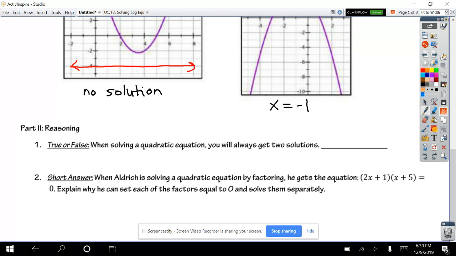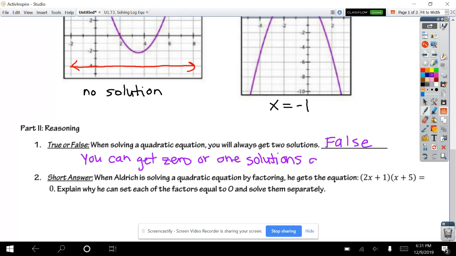So for part 2, the reasoning, it says, true or false, when solving a quadratic equation, you always get 2 solutions. Well, based on the graphs we just looked at, you can see that that's false because on the first 2 graphs, we got 2 solutions, but on the third graph, we got no solution, and on the last graph, we got 1 solution. So the answer is false, and then an explanation would be you can get 0 or 1 solutions also. So overall, you can get 0, 1, or 2 solutions when solving a quadratic equation.